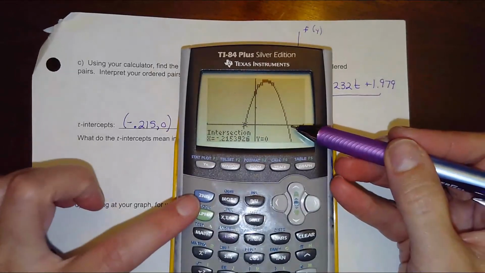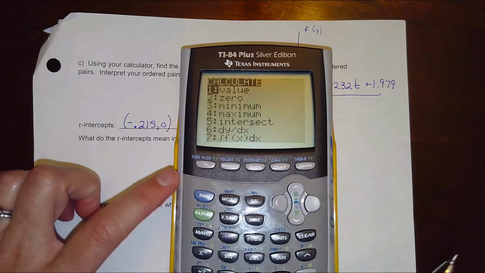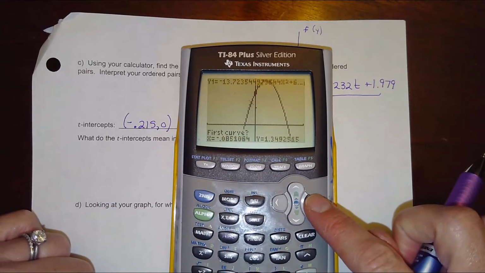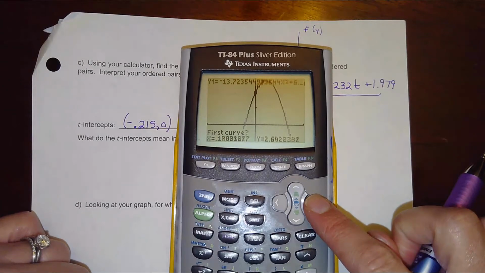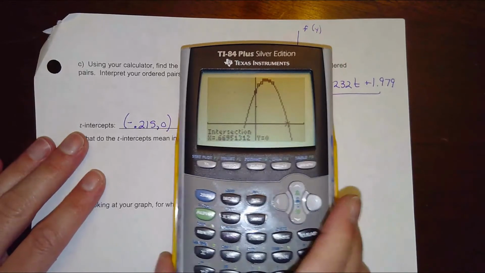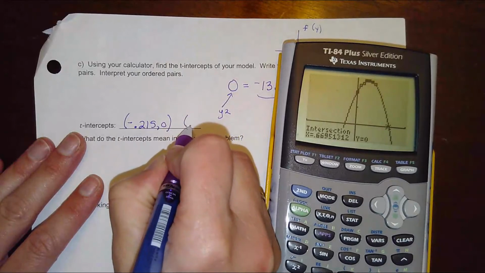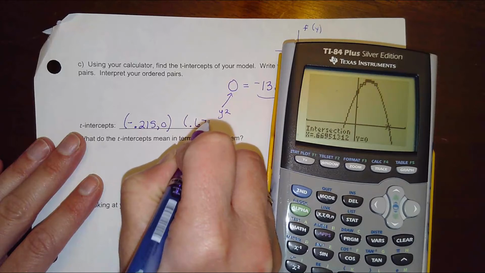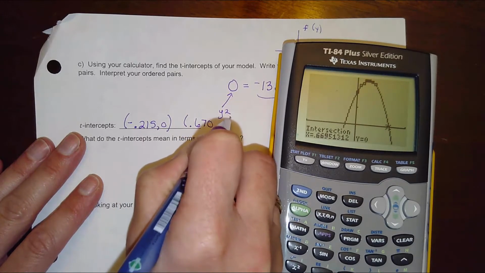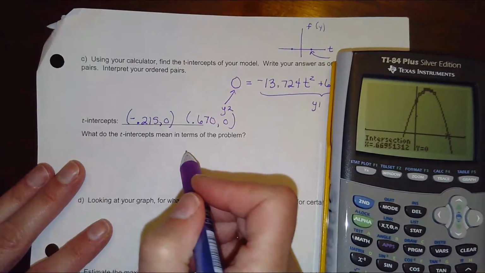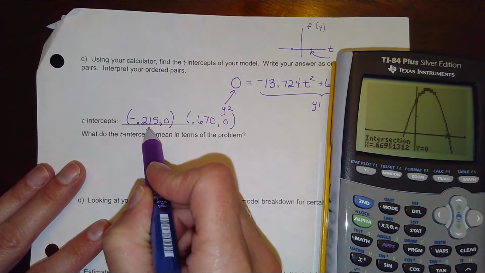And then to find the other one, remember you have to tell the calculator, when I go to number 5, intersection, and I work my way over, I want you to find the one on the right instead of the one on the left. And then when we hit 3 enters, there's my other t-intercept. So at point 0.670, but if we round that, I'm going to say 0.607, 0 is my other intercept. So when they ask what do they mean in terms of the problem, well, the input is time.